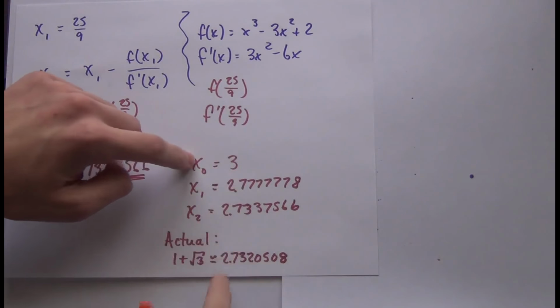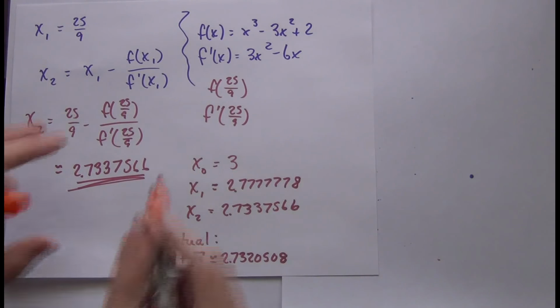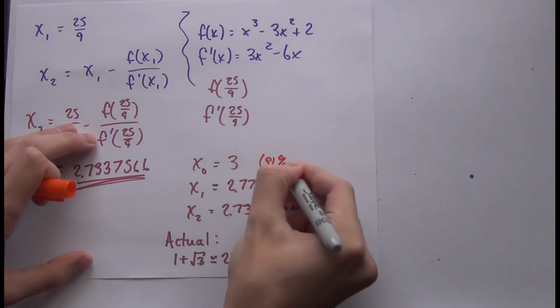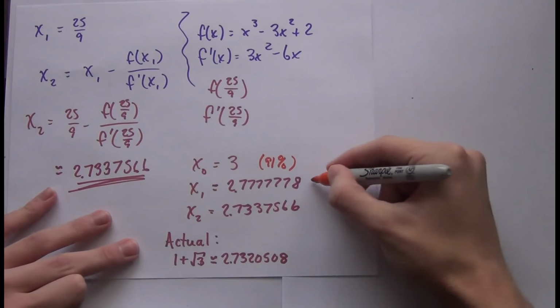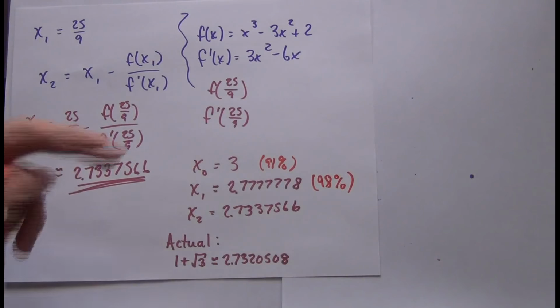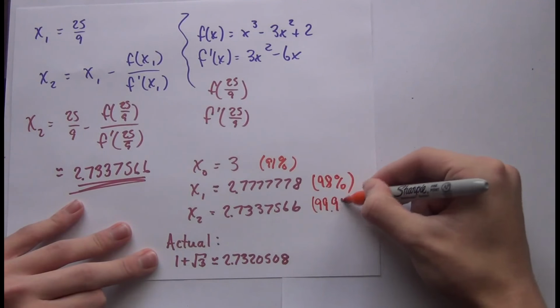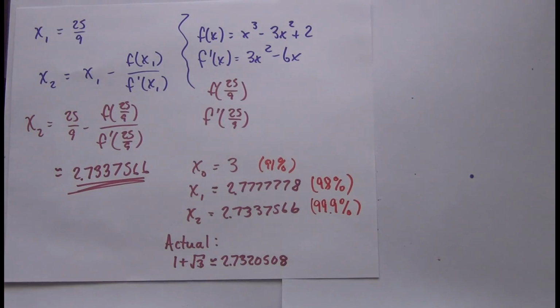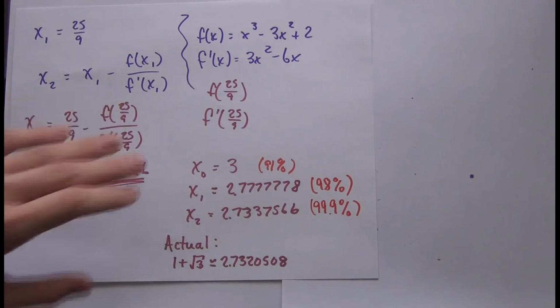So if you want to compare each of these answers individually, I went ahead and did that. Our initial guess of 3 is actually within 91% accurate. So just by eyeballing it, you're within 10% of what the actual answer is. Your first guess, let's see, that bumped it up to 98%. So here you're within 2%. And this answer right here, just by using 2 iterations of Newton's method, you're within, well, 99.9% accurate. Okay, that's a whole lot. That's amazing, actually, considering you only did this 2 times. So I wanted to point that out.